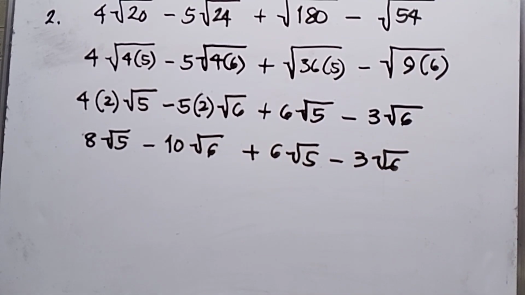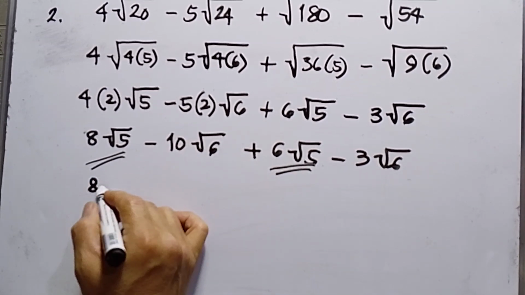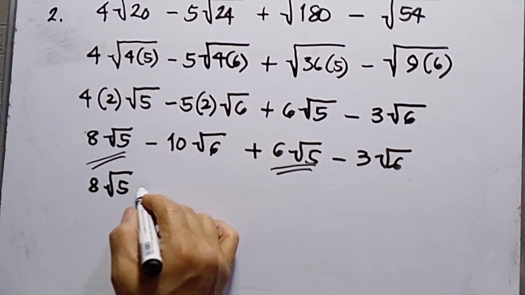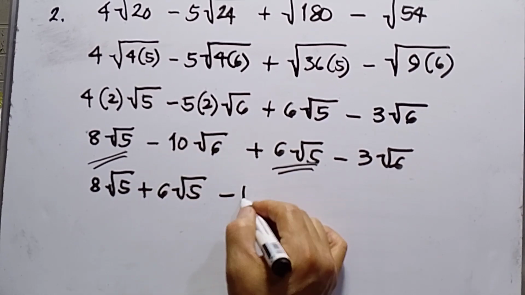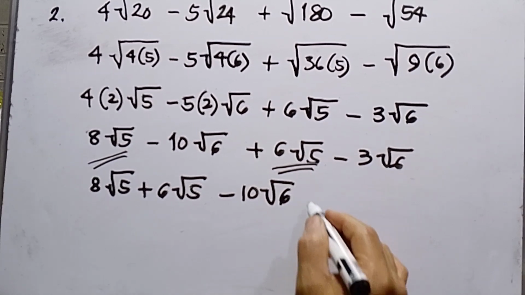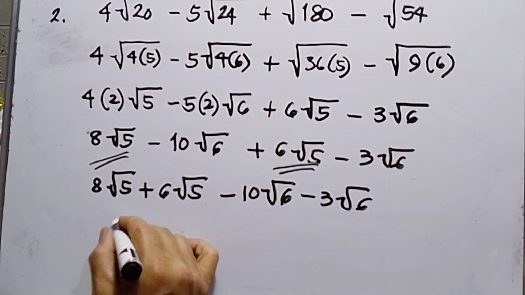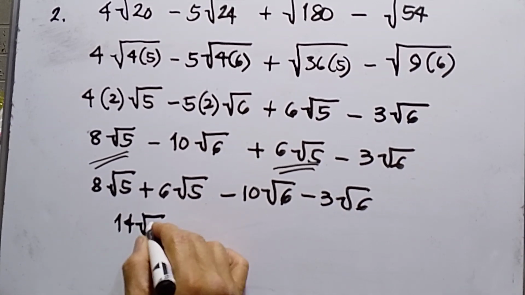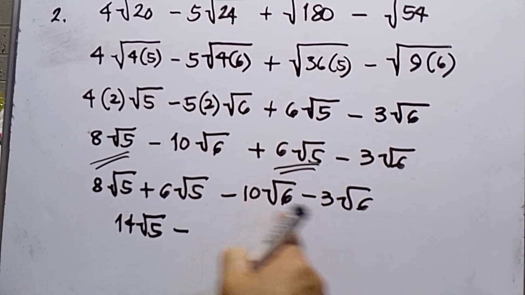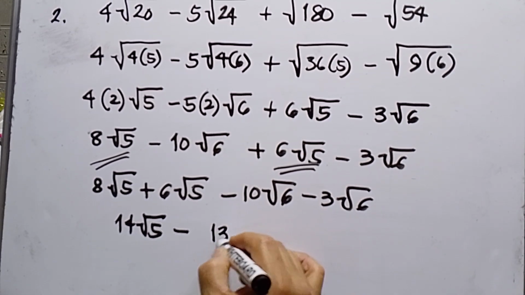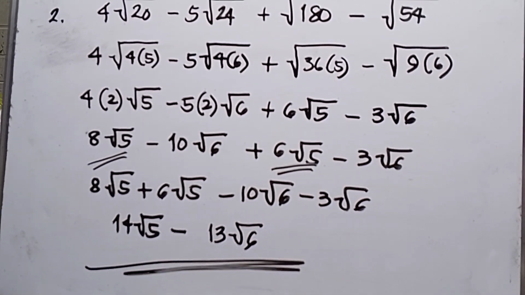Okay, combine the same radicands. This one and this one. So this will be 8 square root of 5 plus 6 square root of 5. Then copy minus 10 square root of 6 minus 3 square root of 6. So 8 plus 6 is 14. Then copy square root of 5 minus, take note, the same sign should be added. 10 plus 3 is 13. Then square root of 6. So that's the answer for number 2, and that's all.